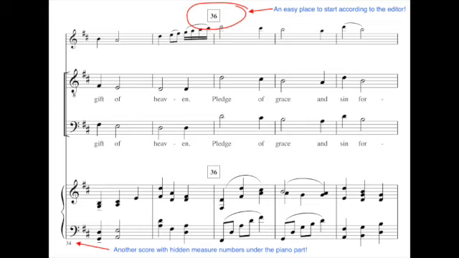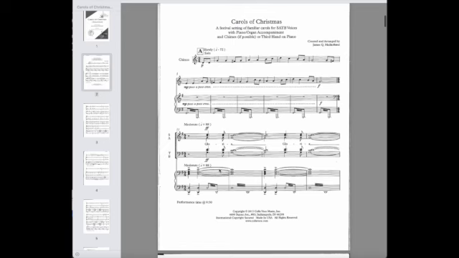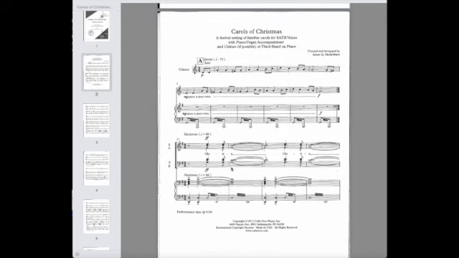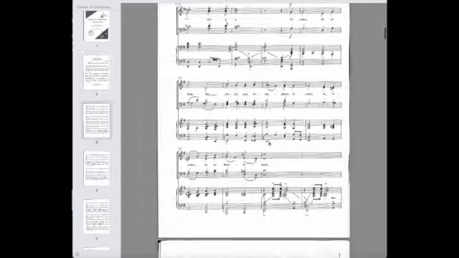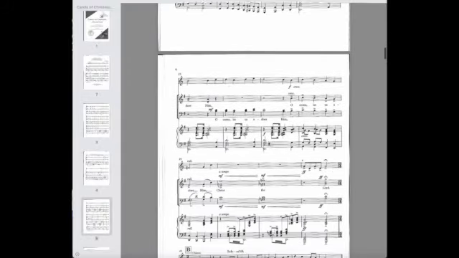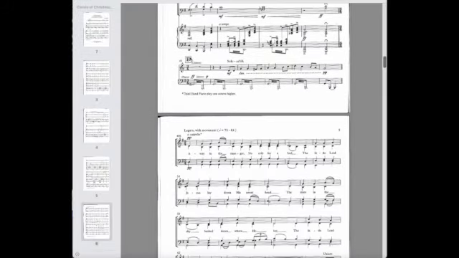So you might see a measure number in a bigger font in a big old square. This is just to separate sections of the music and to provide easy, identifiable starting points. And sometimes, particularly if it's a long piece like Carols of Christmas, you'll have something called rehearsal letters, and that's indicated here. So this is section A, and then section B starts right here.